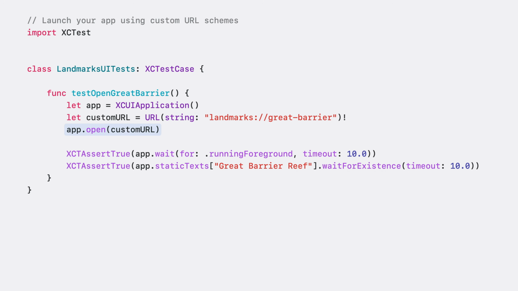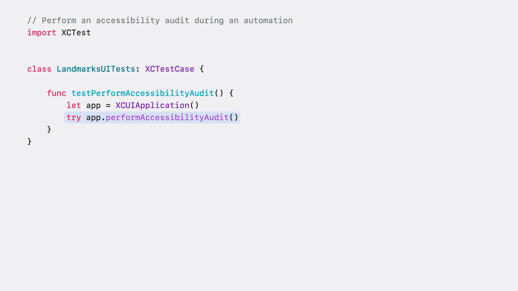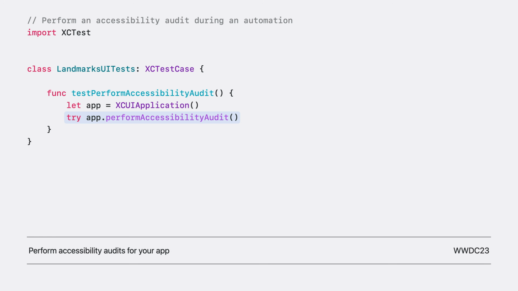If your app supports a custom URL scheme, you can open it to a matching URL directly using the XUI application open method. There's even a global version, which opens a URL using the device's default app for it. Lastly, it's possible to perform an accessibility audit of your app inside a UI test. There's a great session on that called Perform Accessibility Audits for Your App from WWDC25.